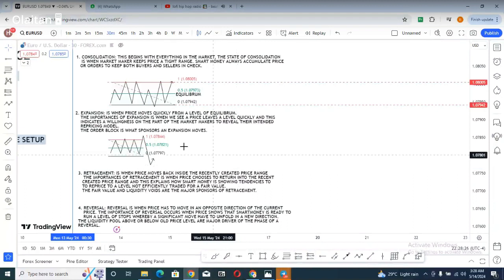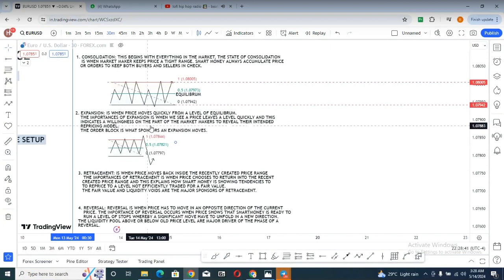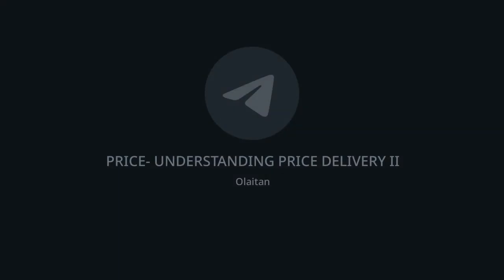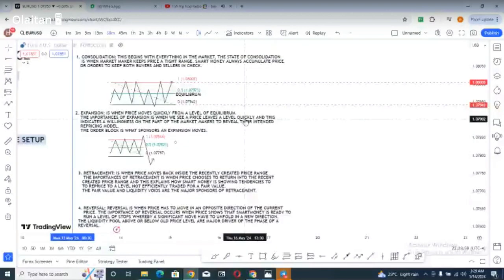So on the expansion phase, I was talking about expansion. Expansion is when price moves quickly from a level of equilibrium. The importance of expansion is when we see price leave a level quickly, and this indicates a willingness on the part of the market maker to reveal their intended repricing model. What you see when an expansion occurs is an order block, which sponsors the expansion move. And not just the order block, the equilibrium also sponsors the expansion move.